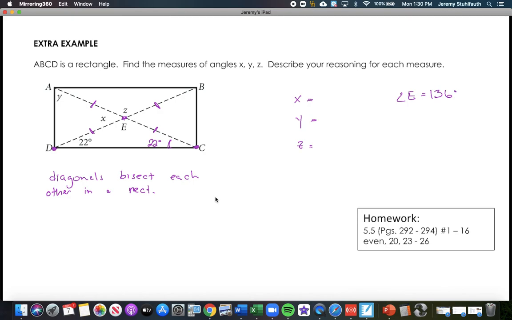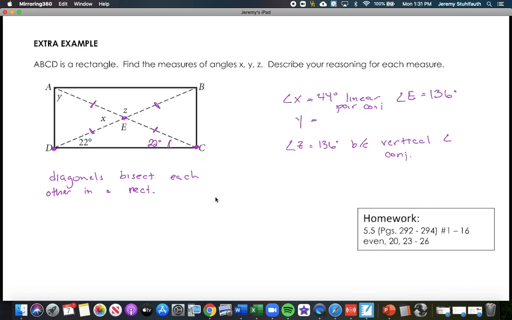Now, angle E, knowing that's 136 degrees, allows us to find both angle X and angle Z. Angle Z is going to be equal to 136 degrees because that is a vertical angle. Okay, that's the vertical angle conjecture. And then angle X is going to be equal to 180 minus 136, and that's going to be 44 degrees. Okay, so angle X is going to be equal to 44 degrees. And the reason we know that is because it is a linear pair with angle Z and E.